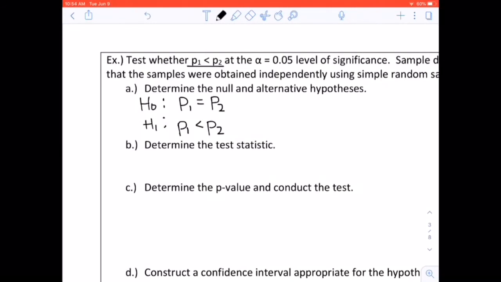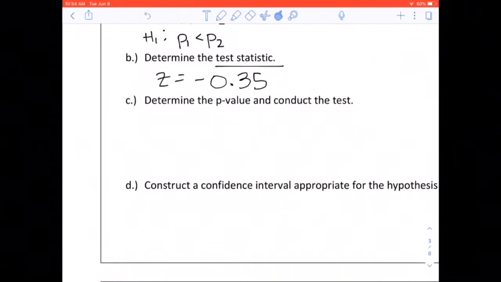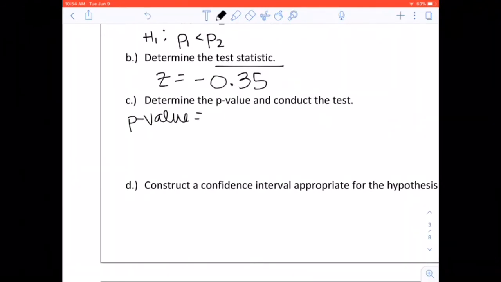From the calculator, we get our test statistic, which is going to be Z equals negative 0.35. Part C says determine the p-value and conduct the test. So we saw earlier that the p-value on our calculator is equal to 0.3649, which is greater than alpha, which in this problem is equal to 0.05. And this means that we do not reject H0.